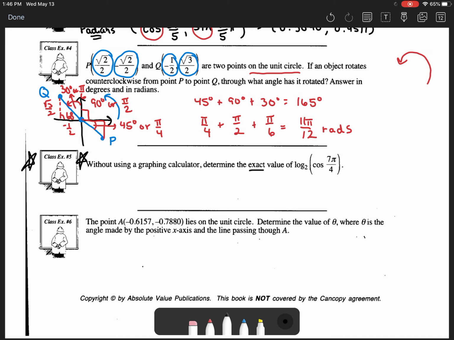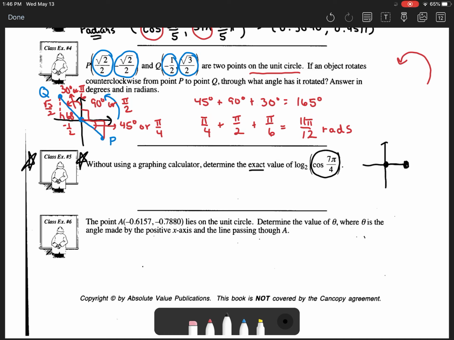Okay, so here's what happens. The first thing I'm going to do is figure out what cos of 7 pi over 4 is. If I want to figure out what 7 pi over 4 is, what you could do is pretend pi is equivalent to 180. 180 divided by 4 times 7, so that's 315 degrees. So 7 pi over 4 is equivalent to 315 degrees.